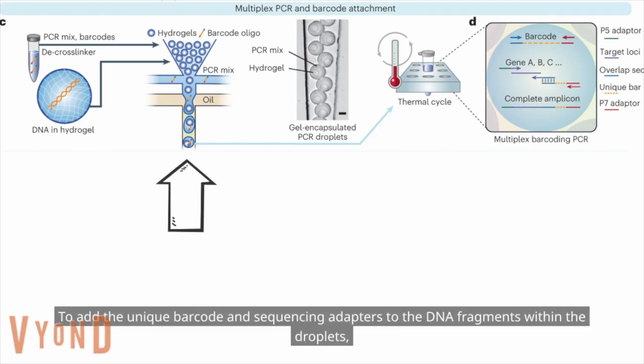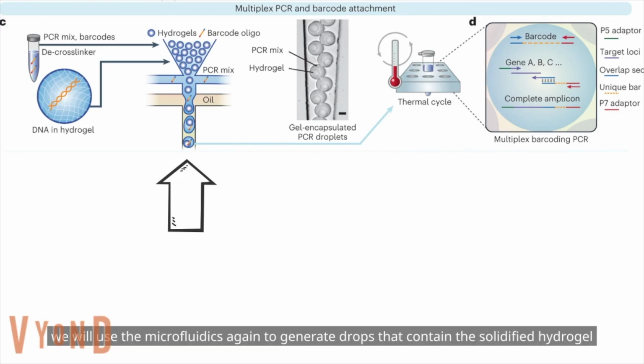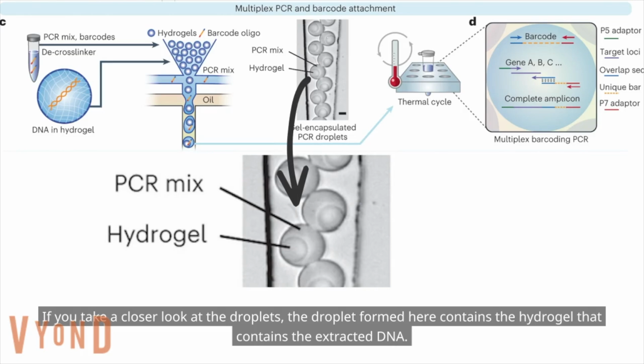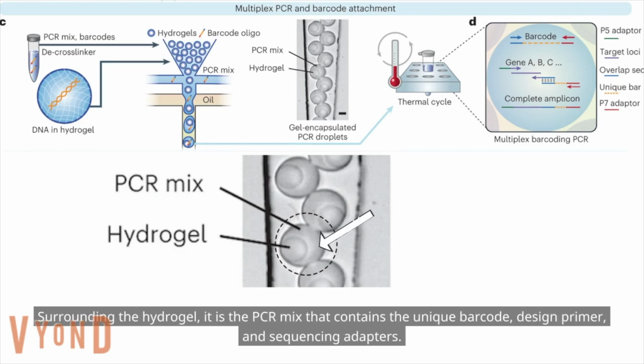To add the unique barcode and sequencing adapters to the DNA fragments within the droplets, we will use the microfluidics again to generate drops that contain the solidified hydrogel from the previous step. If you take a closer look at the droplets, the droplet formed here contains the hydrogel that contains the extracted DNA. Surrounding the hydrogel is the PCR mix that contains the unique barcode, designed primer, and sequencing adapters.